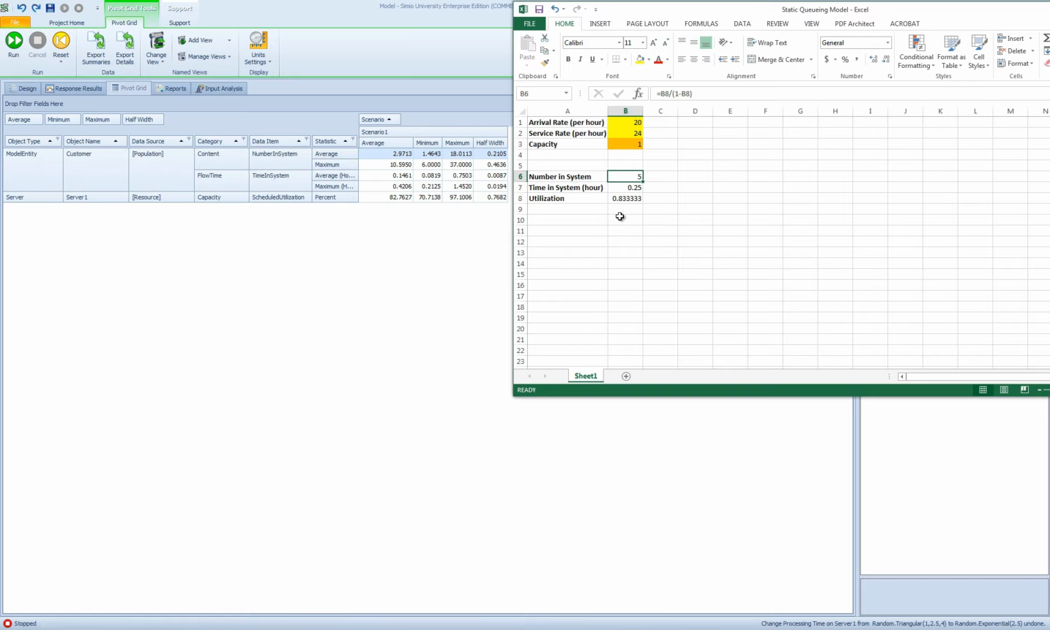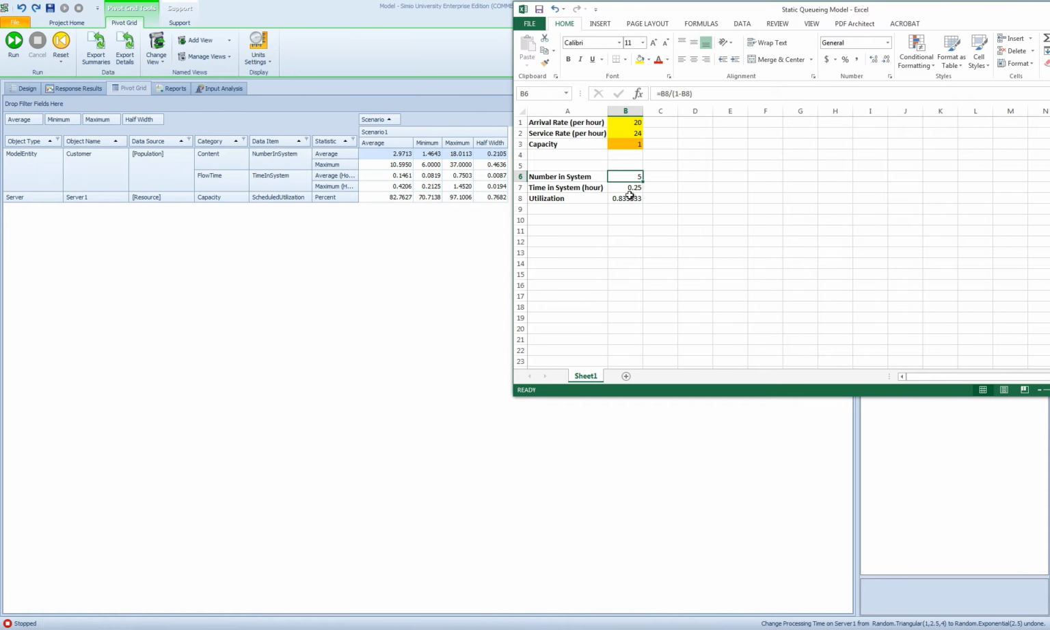So what could be the problem here? It turns out that the problem is that my simulation model does not really correspond to this analytical model, because this analytical model gives me steady state performance. That means I need to run my model long enough to get to the steady state.